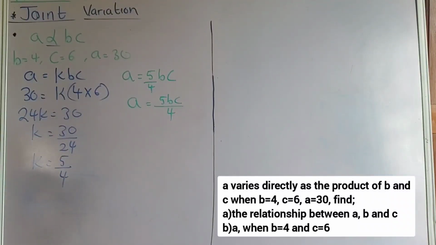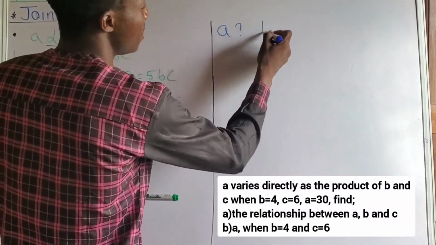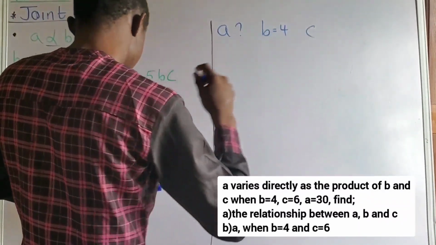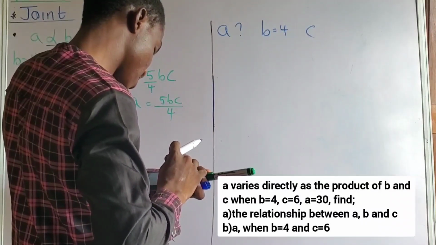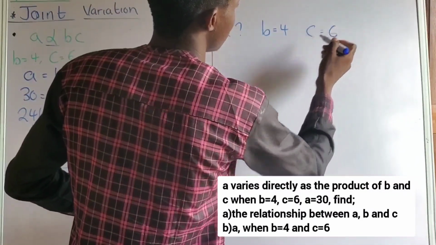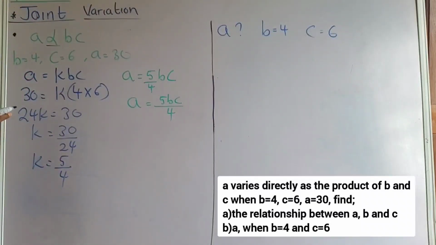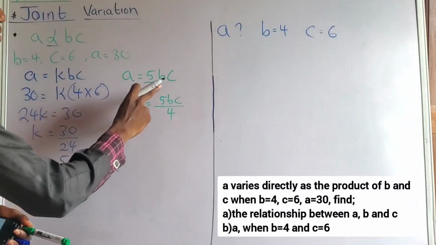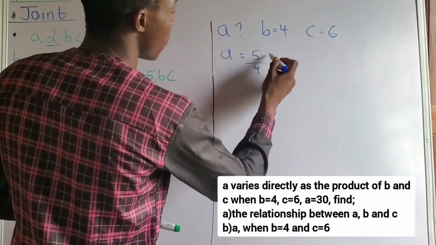Now the second question says we should find the value of A when B is 4. Find the value of A. Please pay attention. Find the value of A when B is equal to 4 and C is equal to 6. So don't forget that the relationship that exists between A, B, and C is what? A equals 5 over 4 BC. So I'm going to have A equals 5 over 4 BC, right?